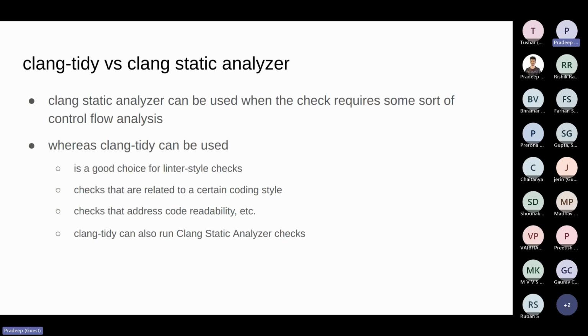Clang-tidy can also run the clang static analyzer checks. If you look at the list of clang-tidy checks, you can see there are a lot of clang static analyzer checks as well. I think clang-tidy is more of a command line tool to run on a single translation unit right now. Whereas clang static analysis can be used to run on multiple translation units, so it allows you to hook up with the build system and then do much more complex analysis there.